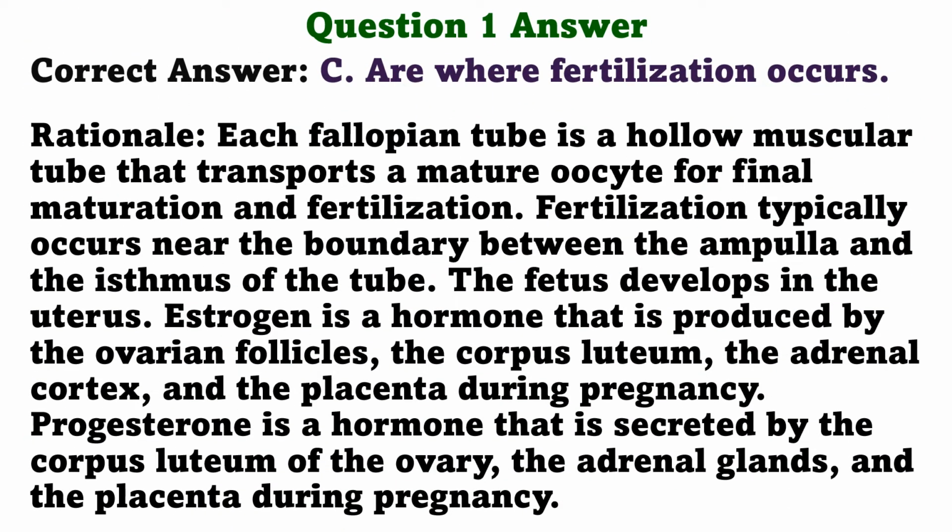The correct answer is C. Are where fertilization occurs. Rationale: each fallopian tube is a hollow muscular tube that transports a mature oocyte for final maturation and fertilization. Fertilization typically occurs near the boundary between the ampulla and the isthmus of the tube. The fetus develops in the uterus. Estrogen is a hormone that is produced by the ovarian follicles, the corpus luteum, the adrenal cortex, and the placenta during pregnancy. Progesterone is a hormone that is secreted by the corpus luteum of the ovary, the adrenal glands, and the placenta during pregnancy.